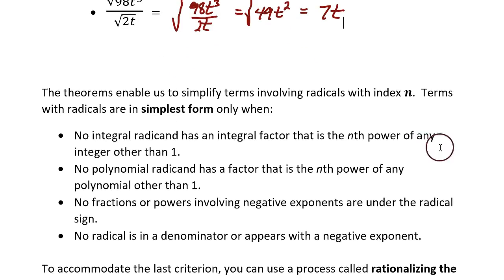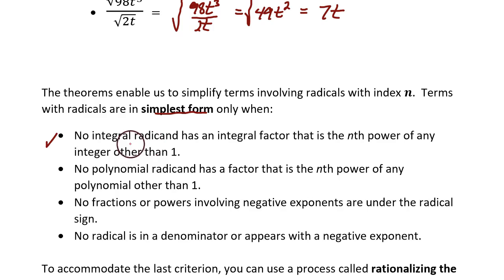The theorems enable us to simplify terms involving radicals with index n. Terms with radicals are in simplest form when the following criteria are met. So you know in algebra, we're always trying to put our answers in simplest form, but sometimes it's unclear what that means. How do you know how far to take an answer so that you get it to what mathematicians call simplest form? In the case of radicals, these are the 4 rules to follow.